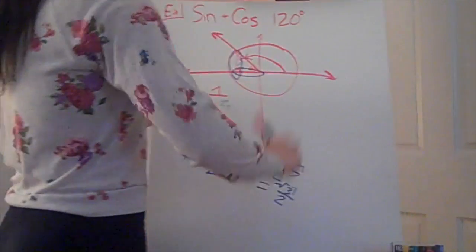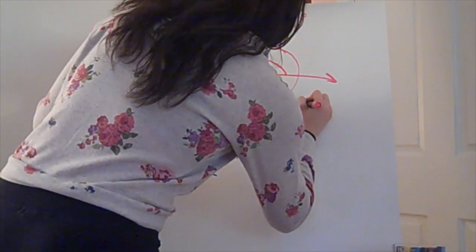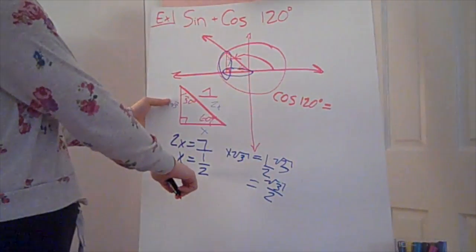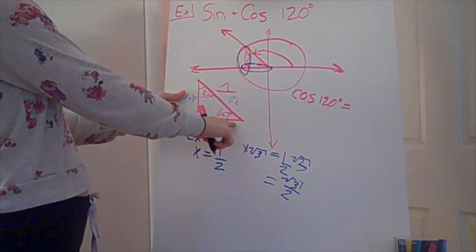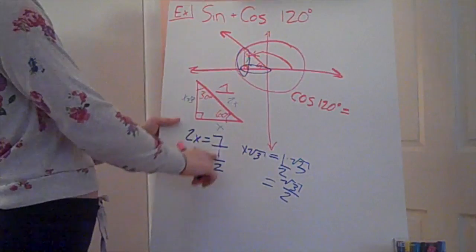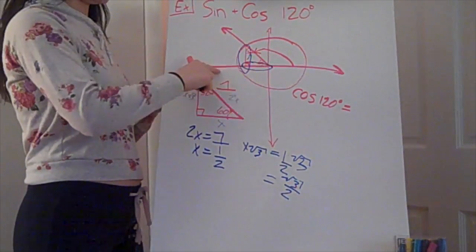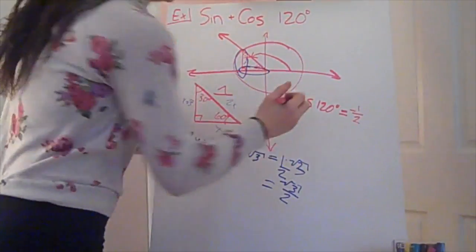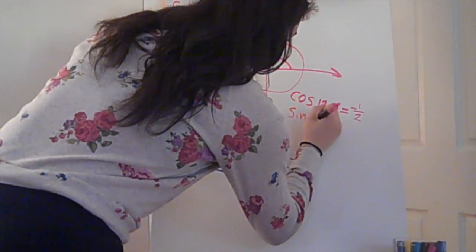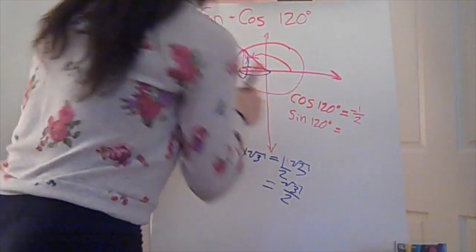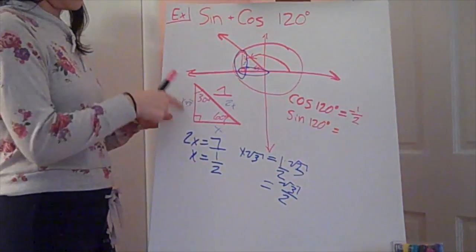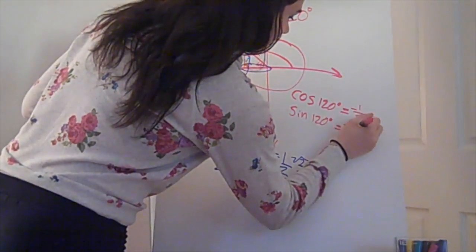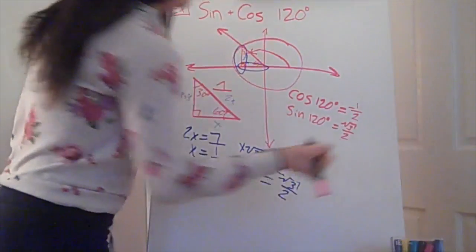So then over here we can say cosine of 120 degrees is equal to the x value, which is 1/2. But since we're in the negative direction, it's going to be negative 1/2. And then sine of 120 degrees is the y value, which is x root 3, which we said is √3/2, and it's in the positive direction, so the sine of 120 is going to be √3/2.